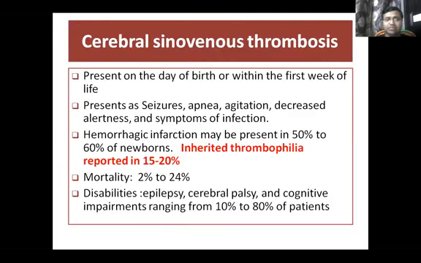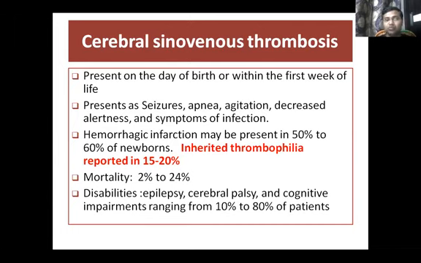Next comes cerebral vein thrombosis. It can present immediately after birth or in the first week of life, with CNS symptoms like convulsions, apnea, agitation, or sometimes infection as a presentation. Most studies show it is more often hemorrhagic infarction, in around 50 to 60% of neonates. I already mentioned inherited thrombophilia is present in 15 to 20% of CVT, so we have to work up for inherited thrombophilia in CVT without risk factors.